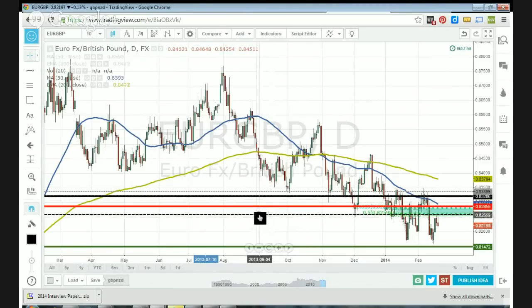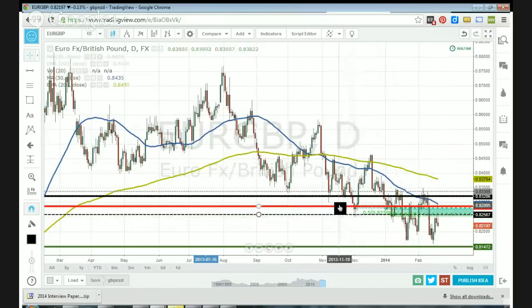I'm entering here because, even though it's minor support, we have some reversal candlestick patterns here. We have a 50% Fibonacci retracement, and we clearly have a pretty strong bearish trend. Price is clearly heading down. The 50 is below the 200. Price is below both. Those are all bearish signs.